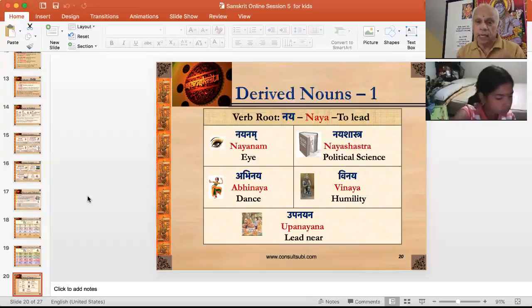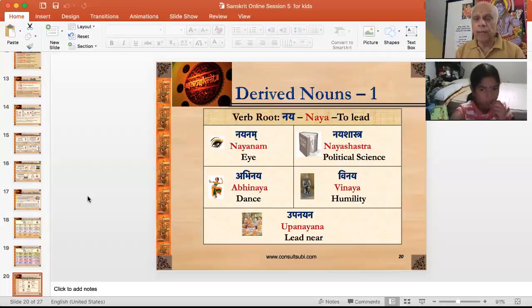The word comes Naya Shastra, which means political science. And politics means leaders. The president, the prime minister, whoever it is, they're leading. Raja, they are connected with politics, therefore called Naya Shastra. You know dancing? In dancing, you have Abhinaya. It is also from the word Naya with an affix called Abhi. Because you dance and you have those different actions which are led by your limbs, it's called Abhinaya.